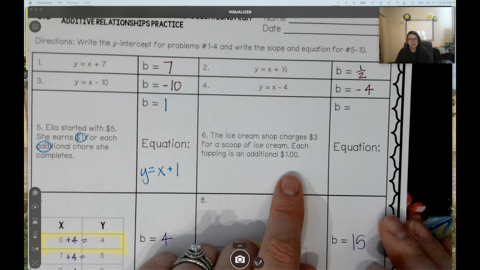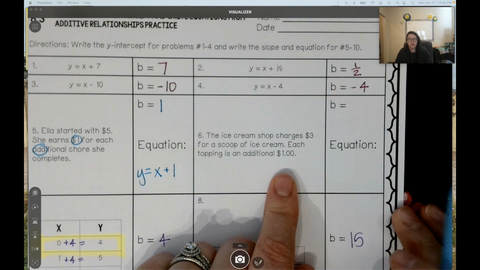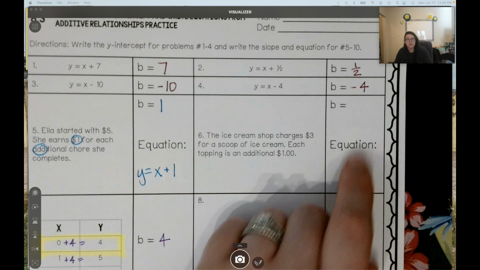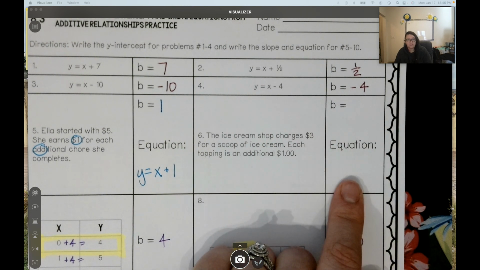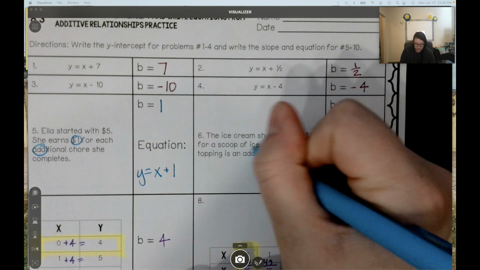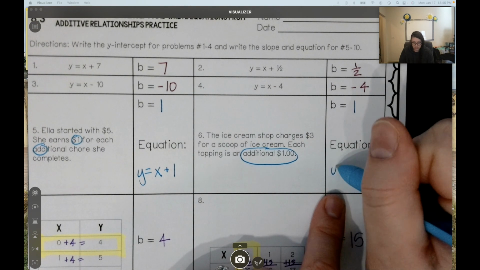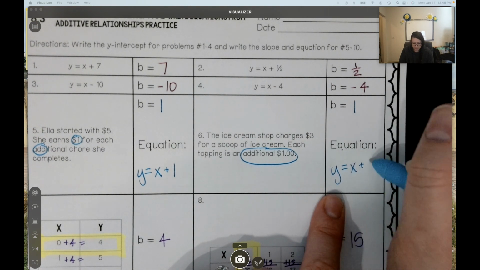Try 6 on your own. The ice cream shop charges $3 for a scoop of ice cream. Each topping is an additional $1. What is your b, and what is your equation? Your b should be 1 again. An additional $1 for every topping. So our equation is going to be y is equal to x plus 1.